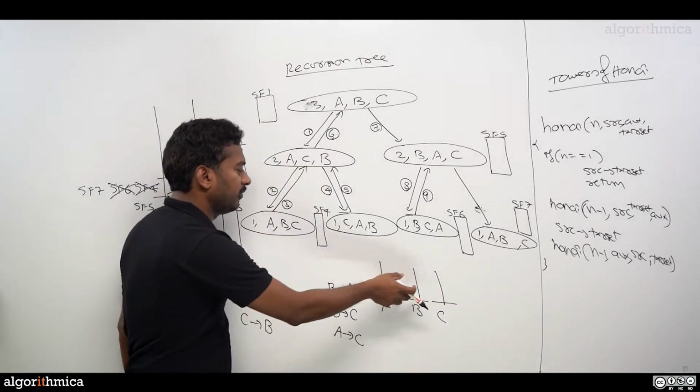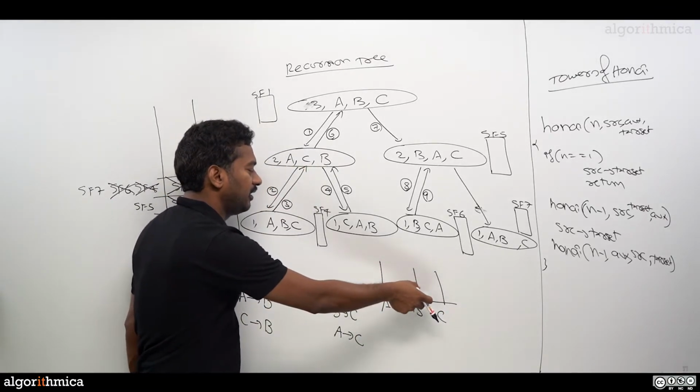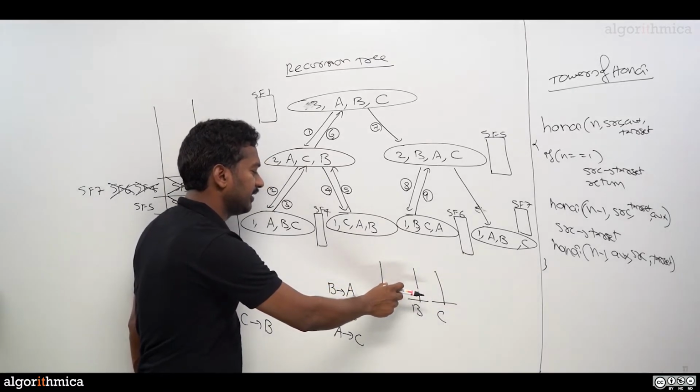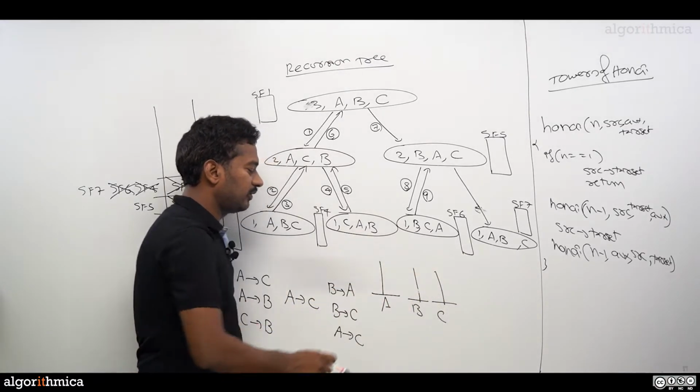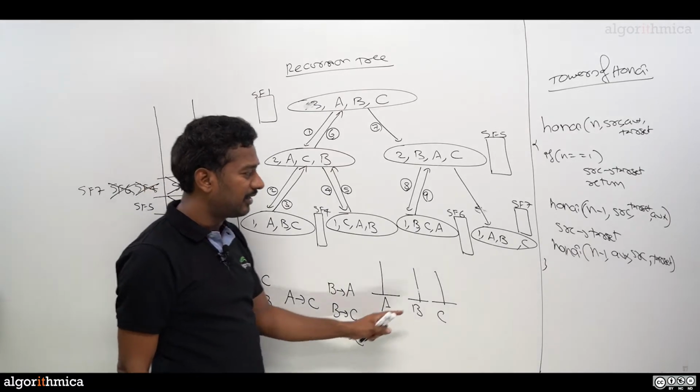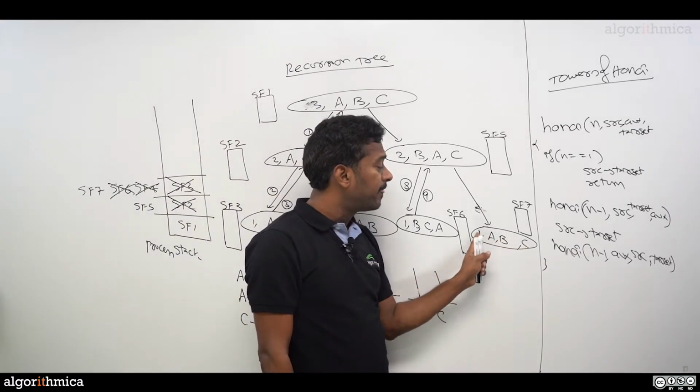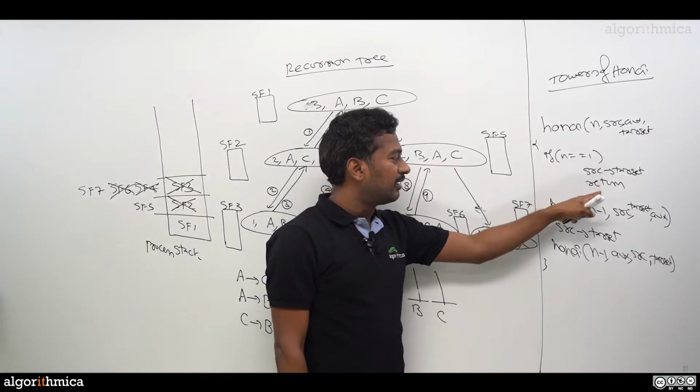So at this point, we got 2 transferred. Now these 2 are moving. B to A is done. Then B to C, then A to C. That's the last move. It's exactly correct. So we got A to C here. Now 1 is moved from A to C. Once it's done, then what are we doing here?